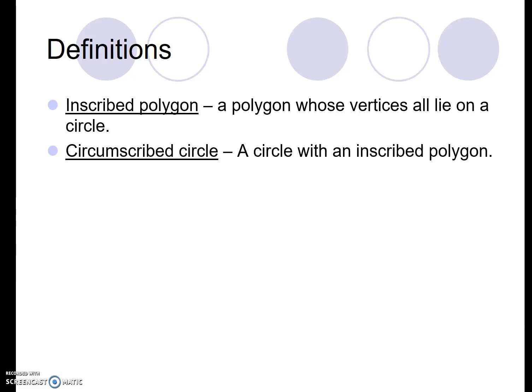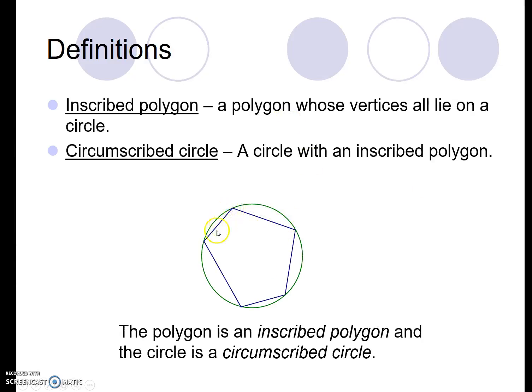Now this terminology is important when it comes to definitions, okay? So taking a look at this, I see that this is a five-sided shape here. This pentagon is an inscribed pentagon because it's in the circle, and the green circle going all around it is called the circumscribed circle, okay?